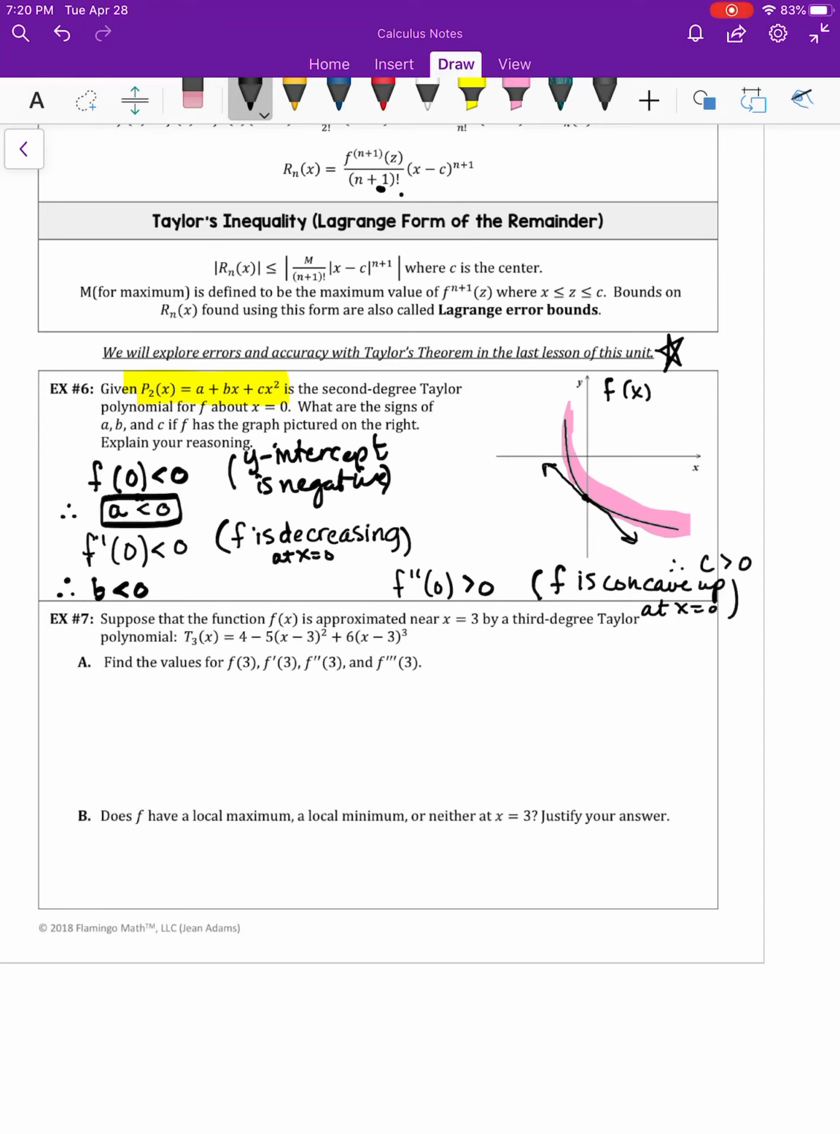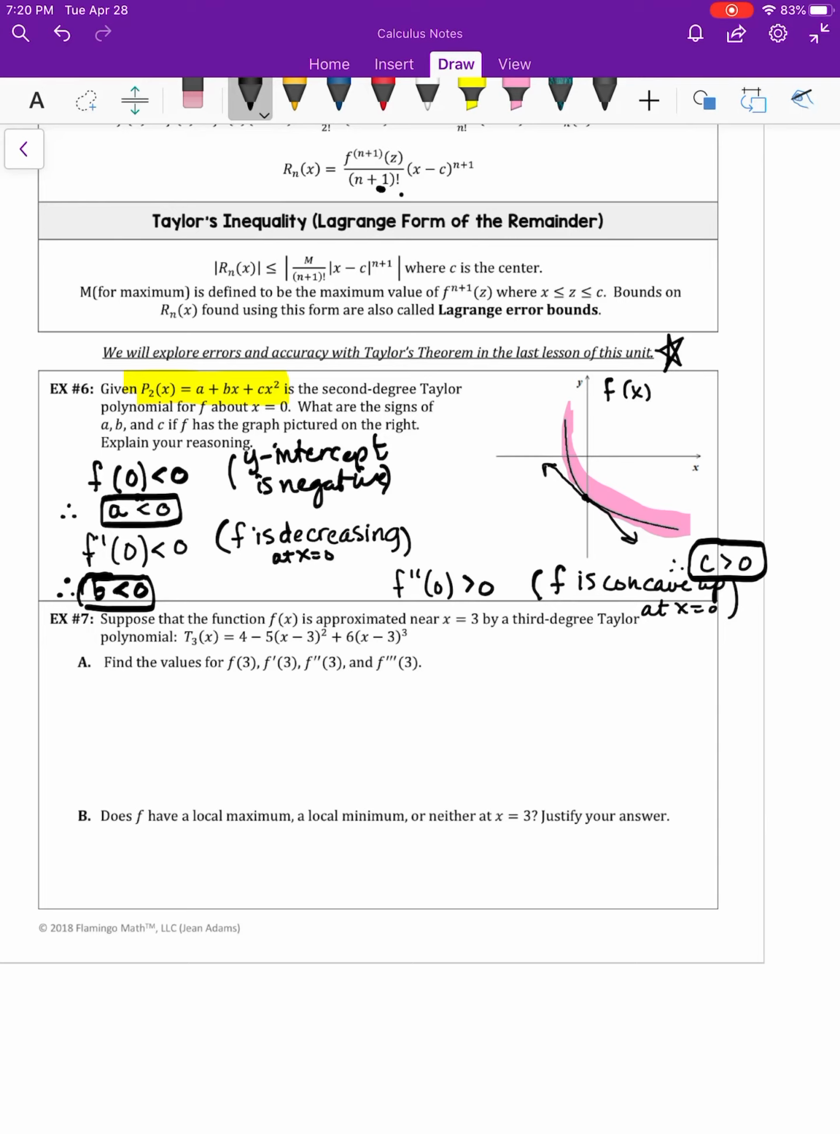And so that's what they were asking, and I explained my reasoning. I know that my a is less than 0, my b is less than 0, and my c is greater than 0. So let's go to example number 7.